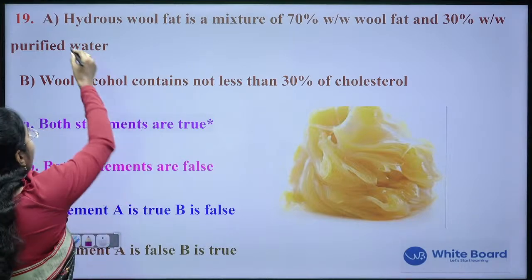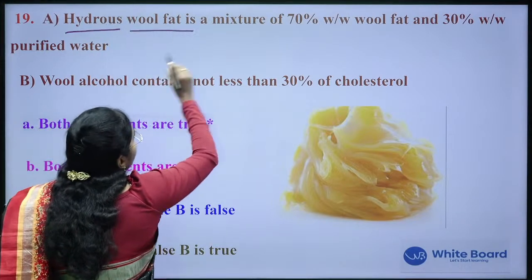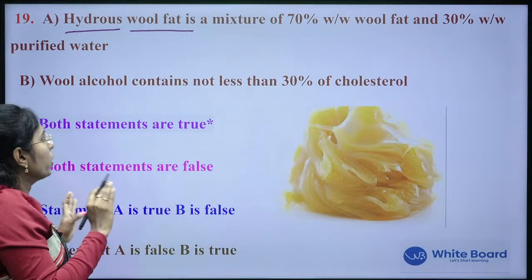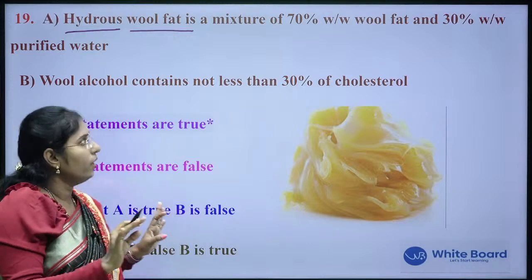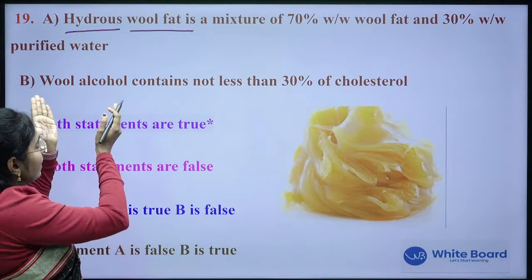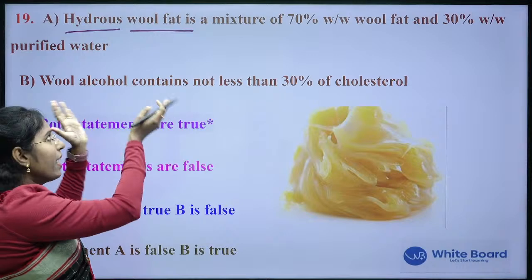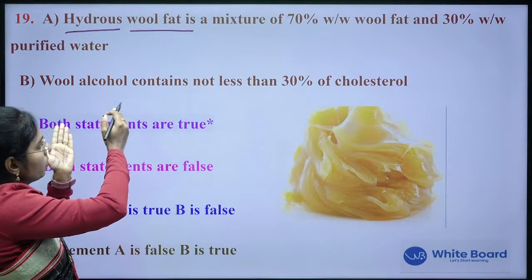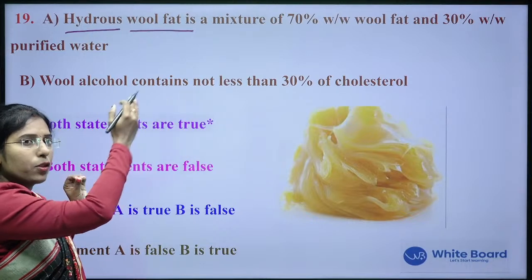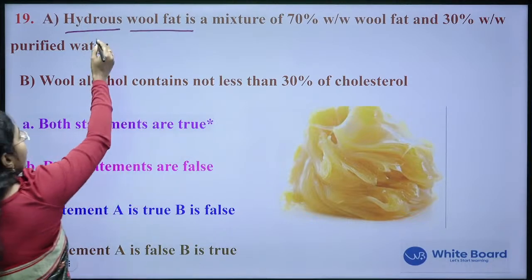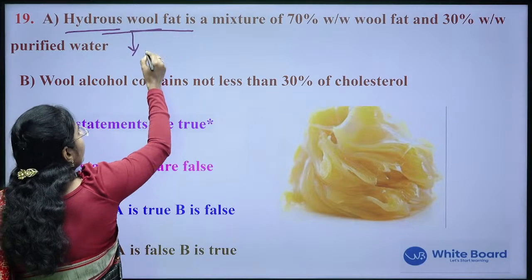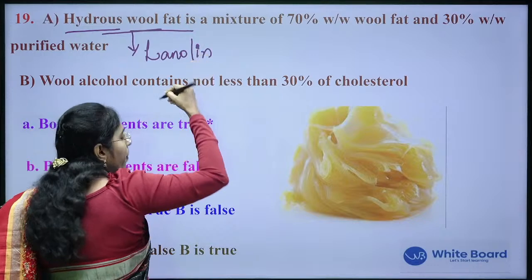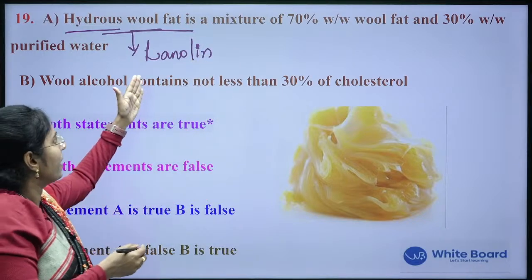Hydrous wool fat is a mixture of 70% wool fat and 30% purified water. This is a direct question. The name itself tells that it is hydrous, consisting of 70% of the wool fat and 30% of the water. Yes, this hydrous wool fat is also known as lanolin, which is used as an ointment base.